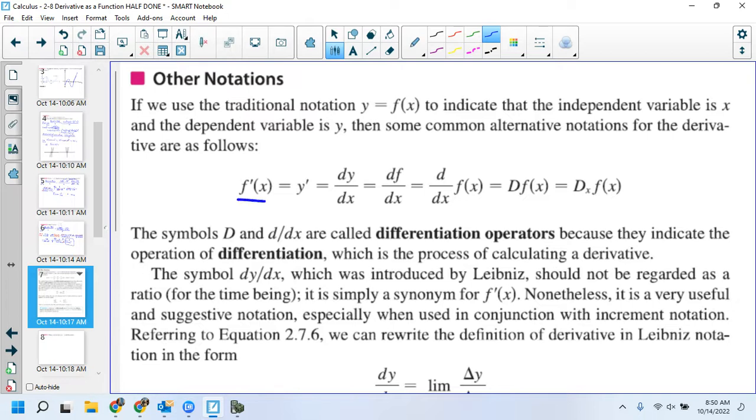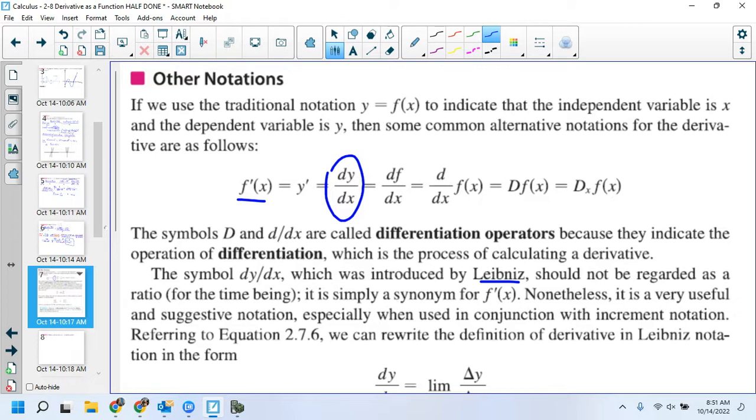So another way to write f prime of x is y prime. F prime of x is equivalent to y prime. It's also equivalent to dy dx. That's how we say this, dy dx. AP Calc uses dy dx. They use that more than f prime. I don't know why, that's just the way the AP test does it. And that is Leibniz notation. That's the other big one that a lot of people use. And Leibniz is just a really famous mathematician. He basically wrote the book on calculus after Newton.